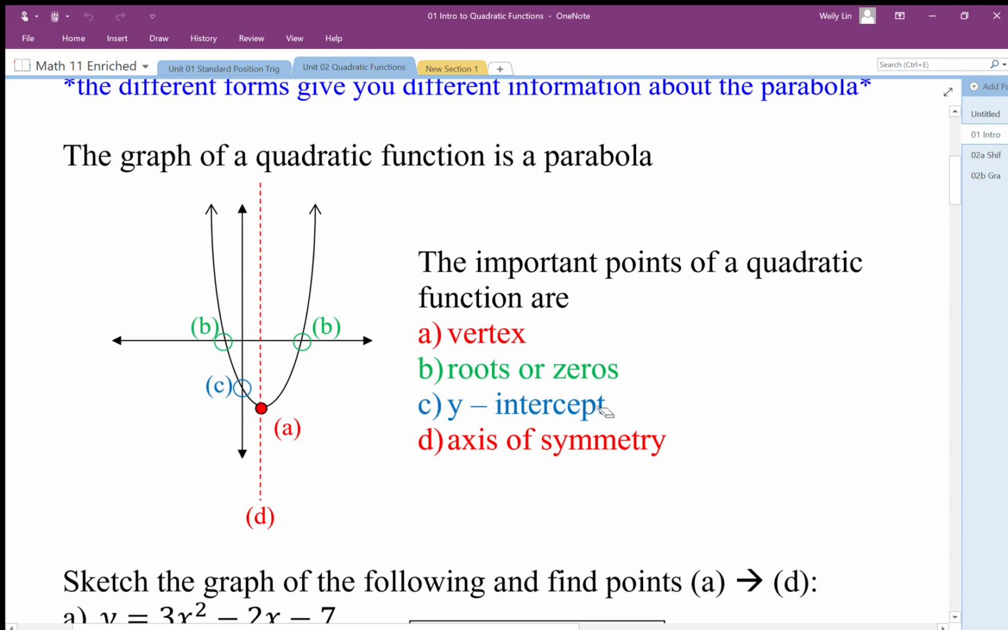C is the y-intercept, okay, and in fact C, because it's not a symmetrical point, we don't really know what the point's over there, although we could easily find it. It's probably the least important point on that graph, but when it's in the general form, it's actually very easy to find, so we keep it in there.